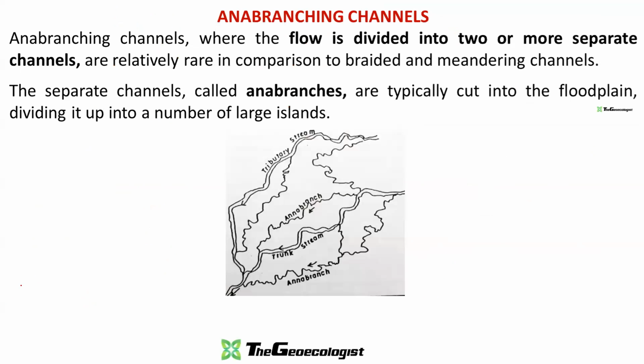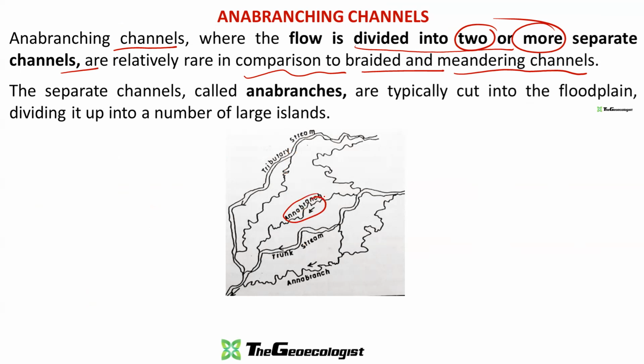How it looks like. Now, the anabranching channel is the last thing that we discuss. And what is an anabranching channel? The flow of the main stream is divided into two or more separate channels, and it is relatively rare in comparison to braided and meandering channels. What you observe, the branches here, these branches are anabranches. Here is a tributary stream, and one main stream is divided into multiple. Here is the trunk stream, and here are the small anabranches, and further they go to the mouth.